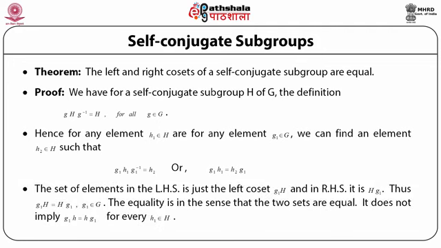The set of elements on the left hand side is just the left coset g1H, and the elements on the right hand side constitute the right coset. It should be borne in mind that the last equality is in the sense that the two sets are equal. It does not imply that g1 commutes with all elements of the subgroup H, that is, g1h is equal to hg1 for all h belonging to H is not implied. So the result is that the left coset is equal to the right coset.